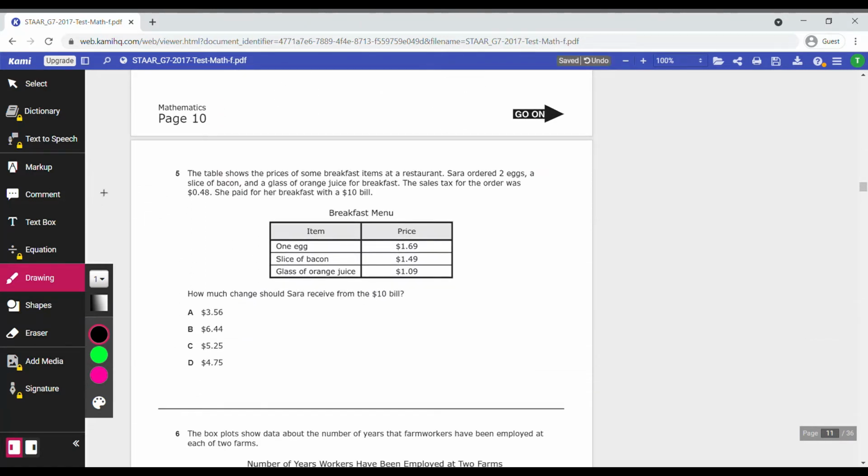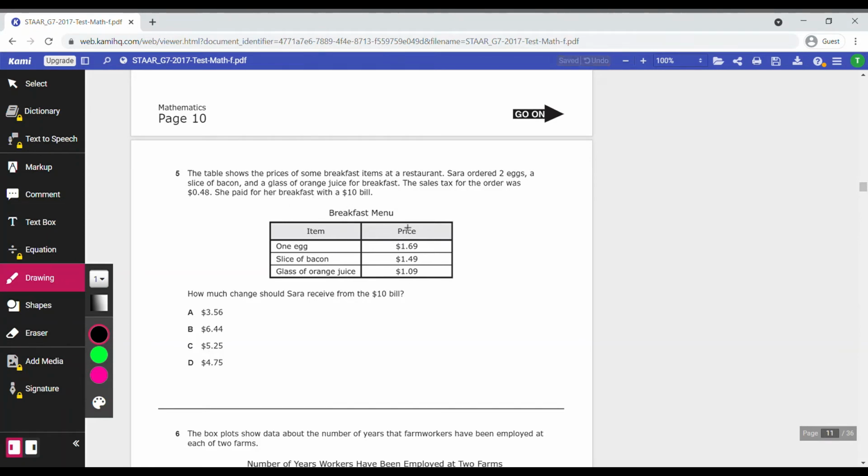Let's go to number 5. The table shows the prices of some orange breakfast items at a restaurant. Sarah ordered 2 eggs, a slice of bacon, and a glass of orange juice for breakfast. The sales tax for the order was 48 cents. She paid for her breakfast with a $10 bill.